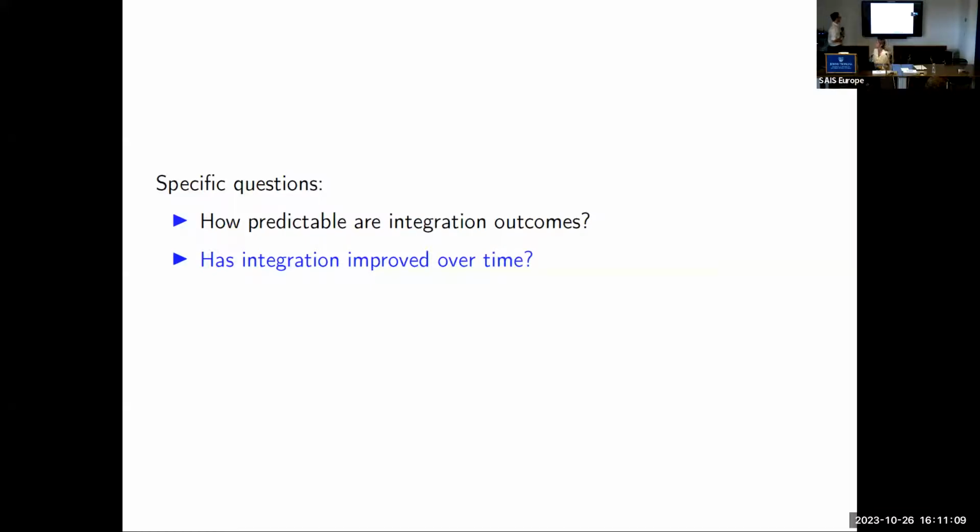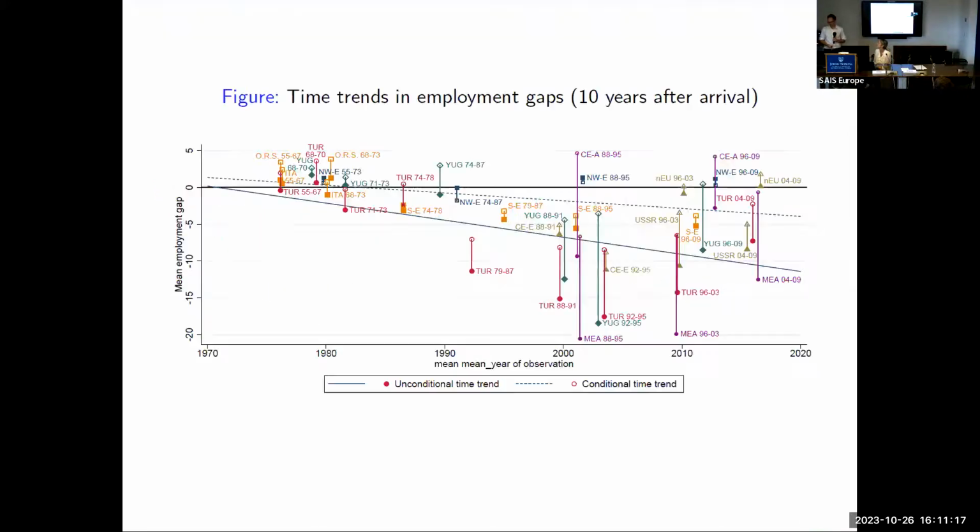Okay, then we're good. So the second question you might ask is, have integration outcomes systematically improved or not over time? I want to show you just this one graph here. These are the same employment gaps that we saw earlier, now measured 10 years after arrival. Previously I showed you pictures where we looked at the entire life cycle for the migrant. Now let's focus on how well different immigrants are doing 10 years after they arrived in Germany.